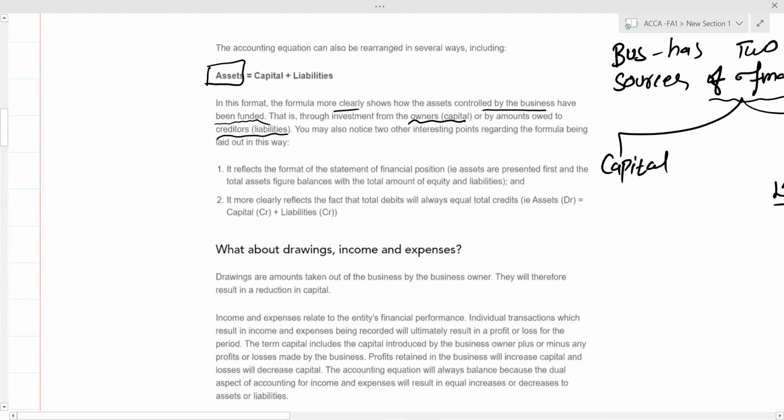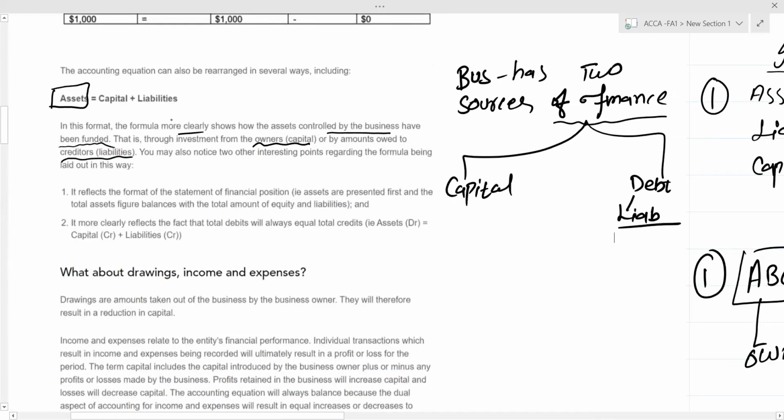Now I will read this paragraph again. In this format, the formula more clearly shows how the assets controlled by the business have been funded. Where does the money come from to purchase these assets? For example, the business has bought machinery. Where did the business get this money? Maybe this money was provided by the owner, so we will say it's capital. Maybe the business purchased the asset on credit, so it is a liability. So this is through investments from the owners or by amounts owed.